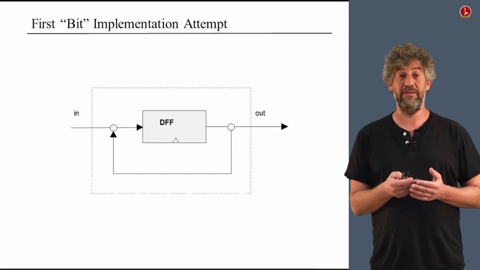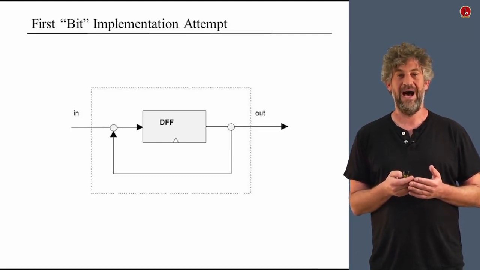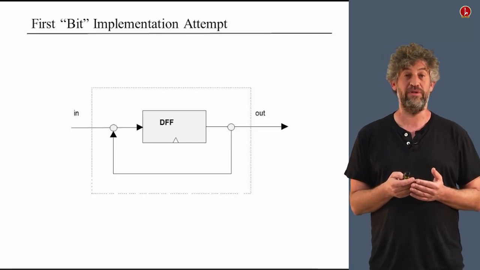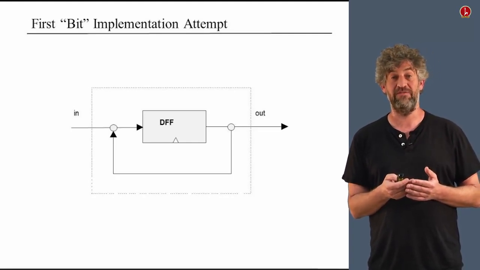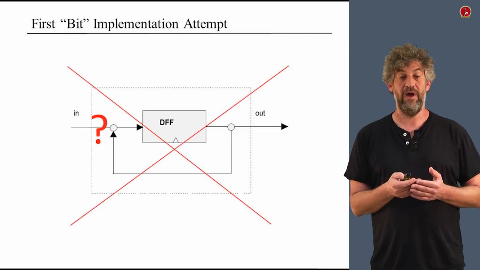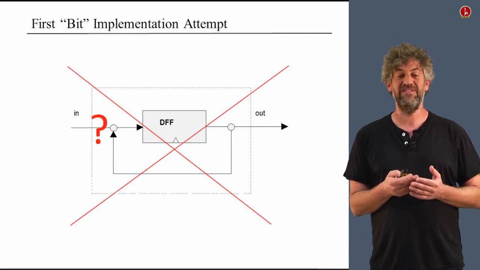This is a very basic, the correct idea in general, but of course this is not a real chip. How do we connect? How do we put the real input in if we want to also put the output of the D flip-flop back into itself? How is this connection done? So this doesn't quite work.